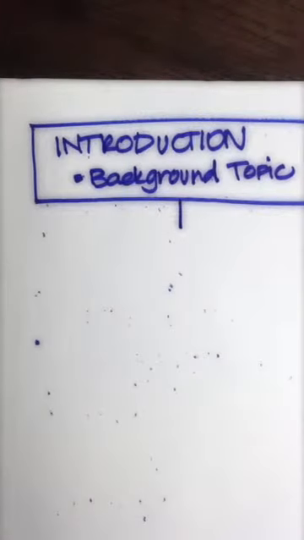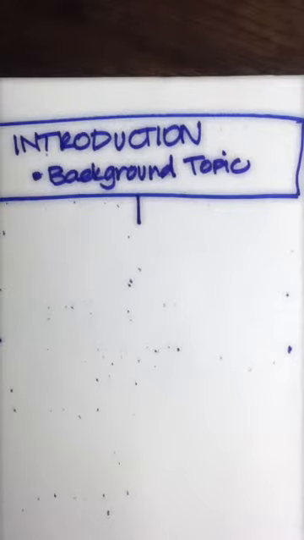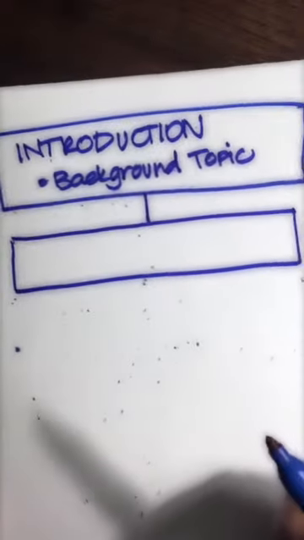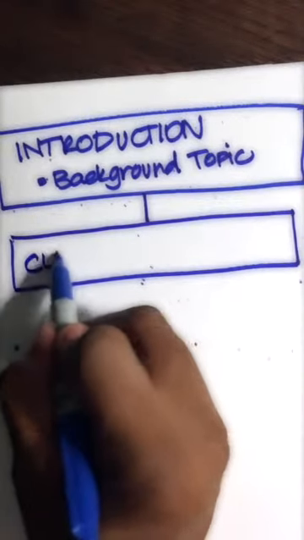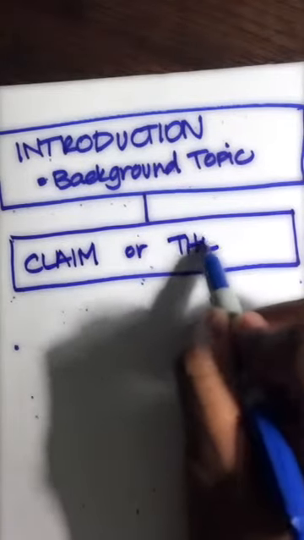You want to anchor this in the big ideas of the conversation. Who are the biggest talkers? You can name drop a little bit from your research, but at the same time you want to avoid fluff. Please avoid fluffiness. The next big section, which happens to just be a sentence, is your claim or thesis statement.